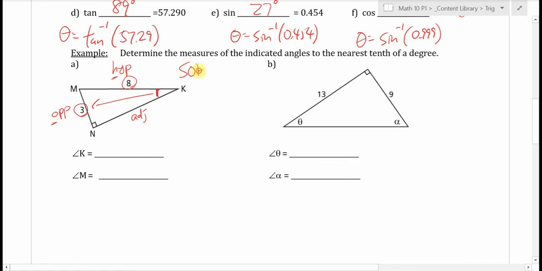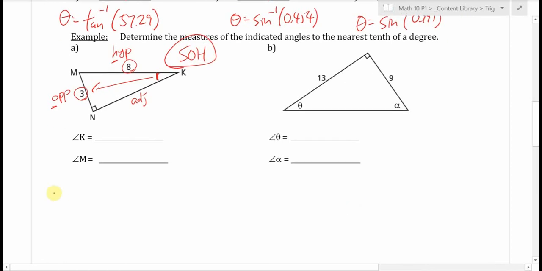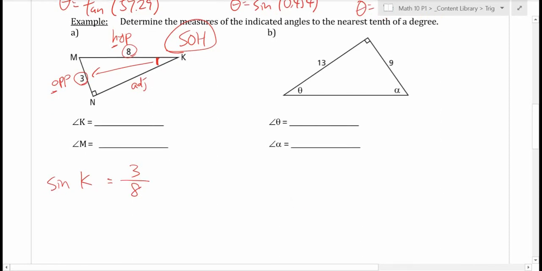So guess what? We are going to use the sine ratio because we know both opposite and hypotenuse. So we're going to write sine of the angle K is equal to the opposite side over the hypotenuse side. So sine of K is equal to 3 over 8. To solve for angle K, we simply take the inverse sine of 3 over 8, and then we put that into a calculator. When you do this, make sure you put 3 over 8 in brackets, otherwise you are going to get a different answer. We are going to round to the nearest tenth, so this is going to be 22.0 degrees.